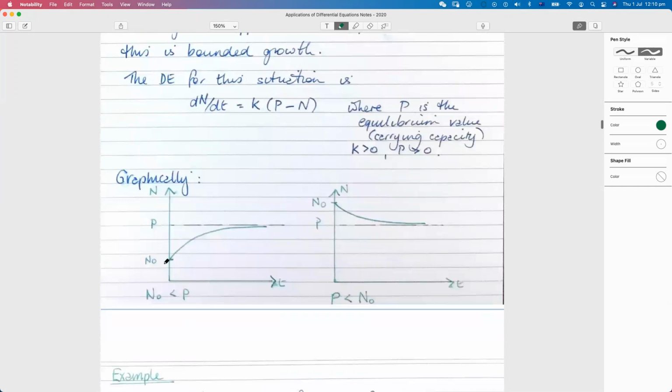Graphically, you're going to see a shape like that. Starting from your initial value, if that's growth, it's getting closer and closer to P, like an asymptote. And if that's decay, it's starting from a higher value and goes to a smaller value, and it approaches this value P.